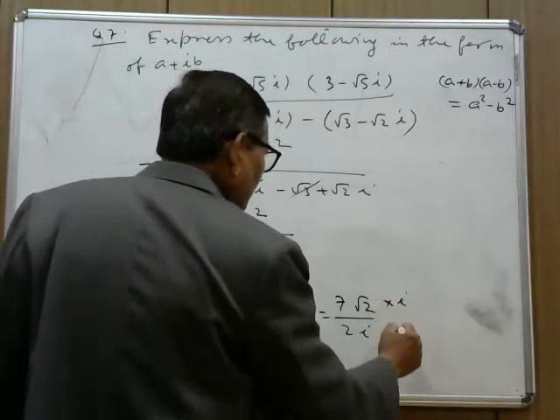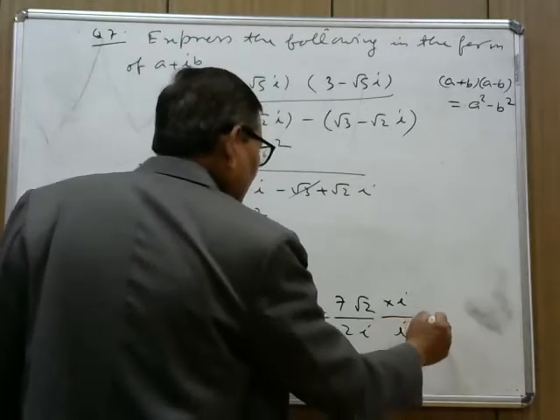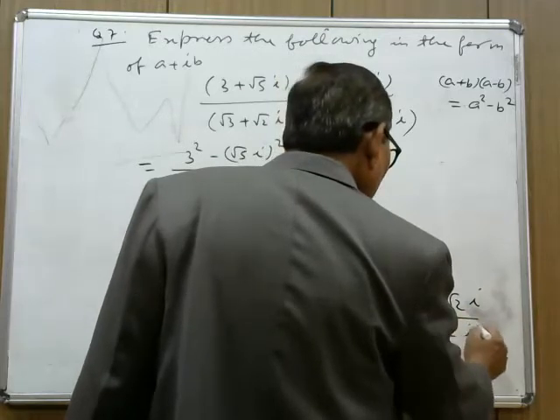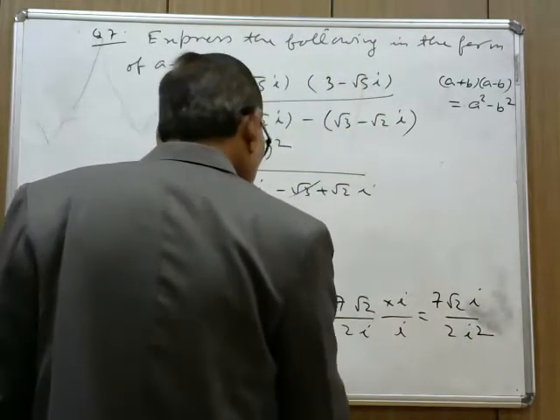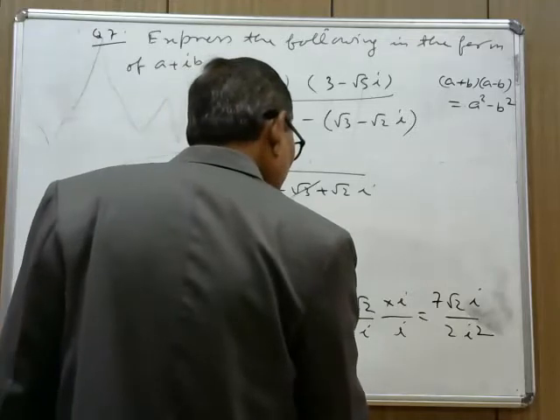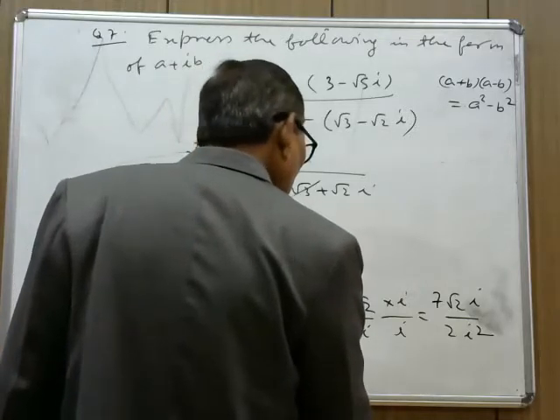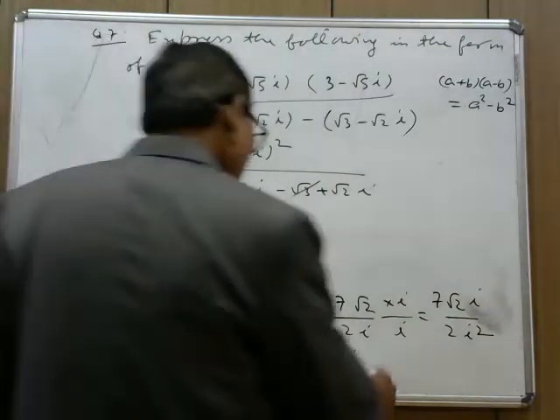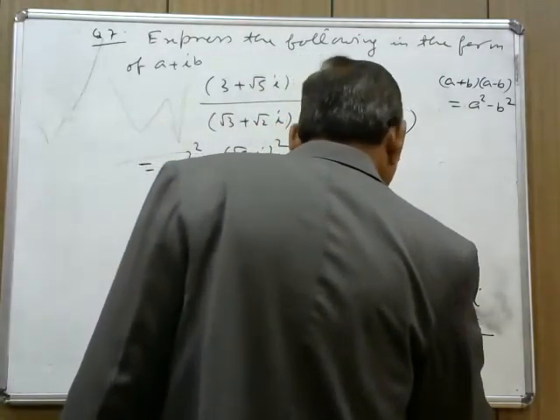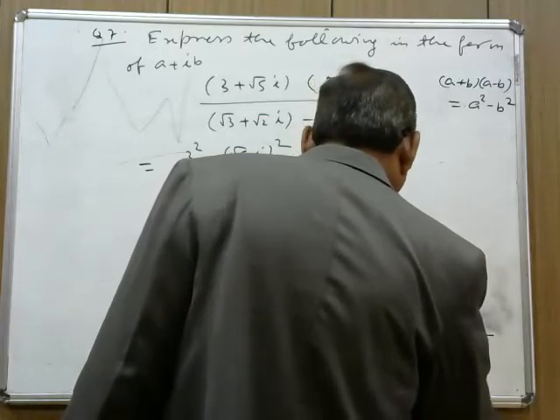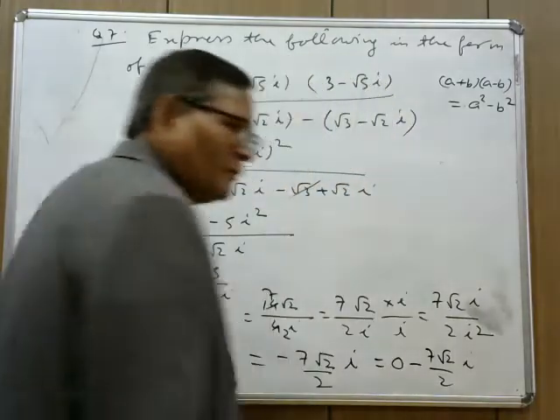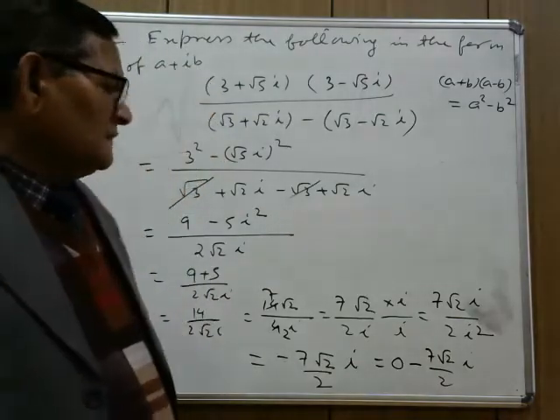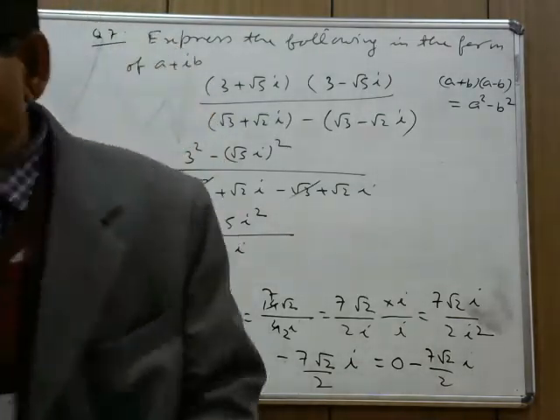Multiply by i, divide by i. You will get 7 root 2 i upon 2 i square. i square is minus 1. So it is minus 7 root 2 by 2 i. So you can write this is equal to 0 minus 7 root 2/2 i. This is in the form of a plus ib, where a is 0 and b is minus 7 root 2 by 2.